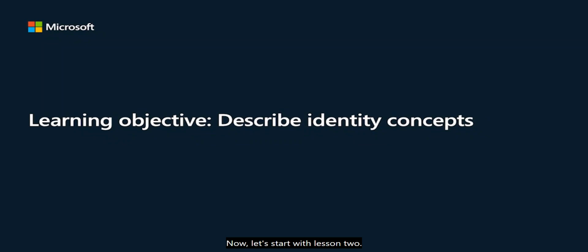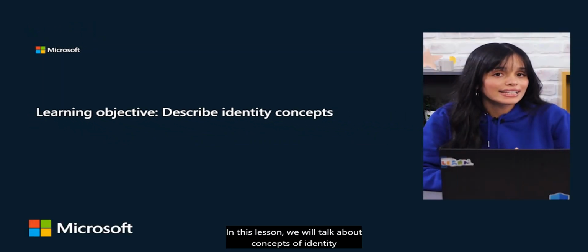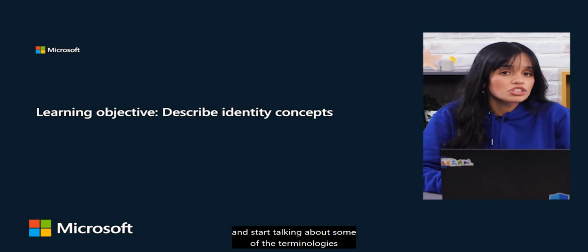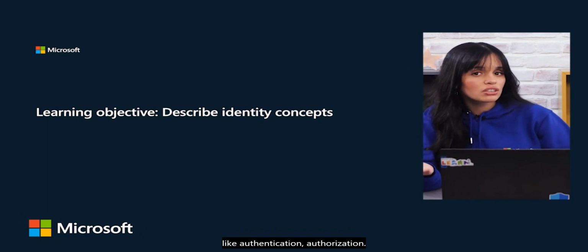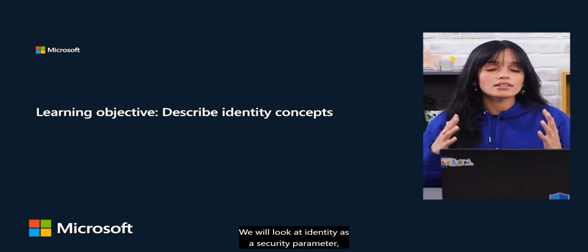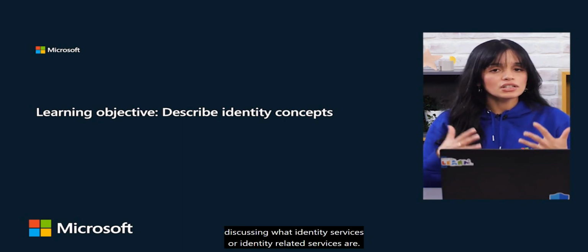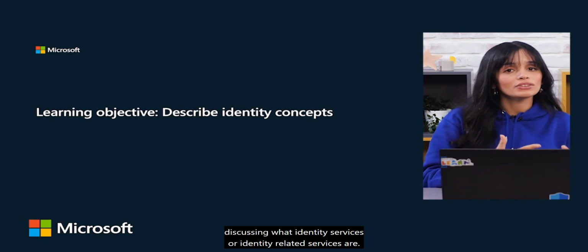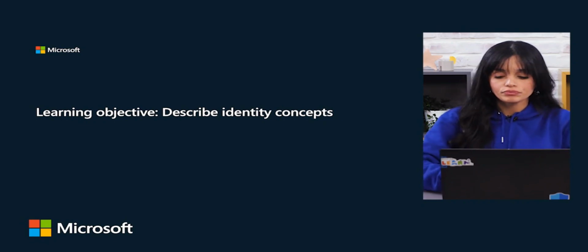Now let's start with lesson 2. In this lesson, we will talk about concepts of identity and start talking about some of the terminologies like authentication and authorization, and we will look at identity as a security perimeter, discussing what identity services or identity-related services are.